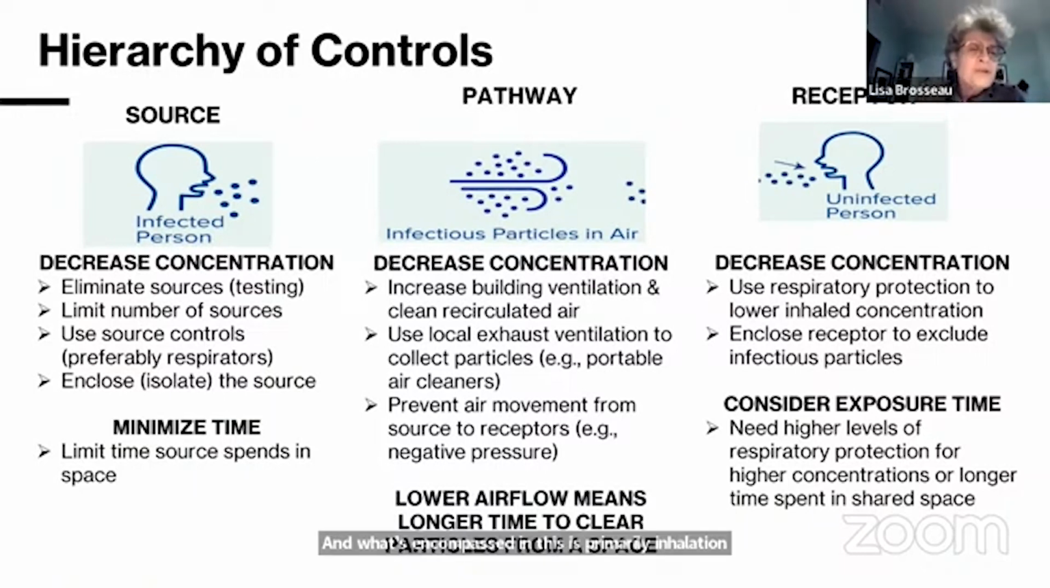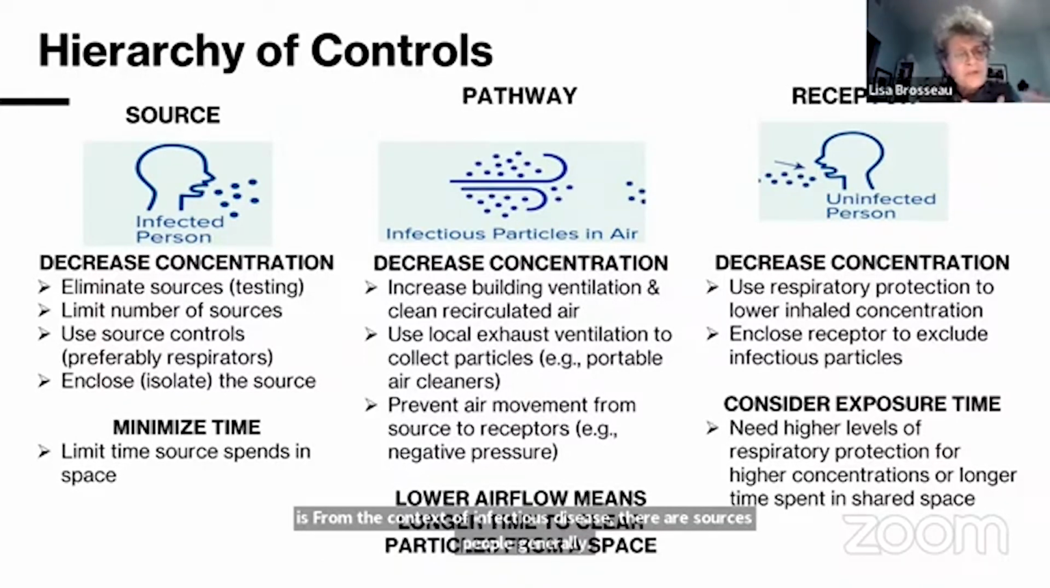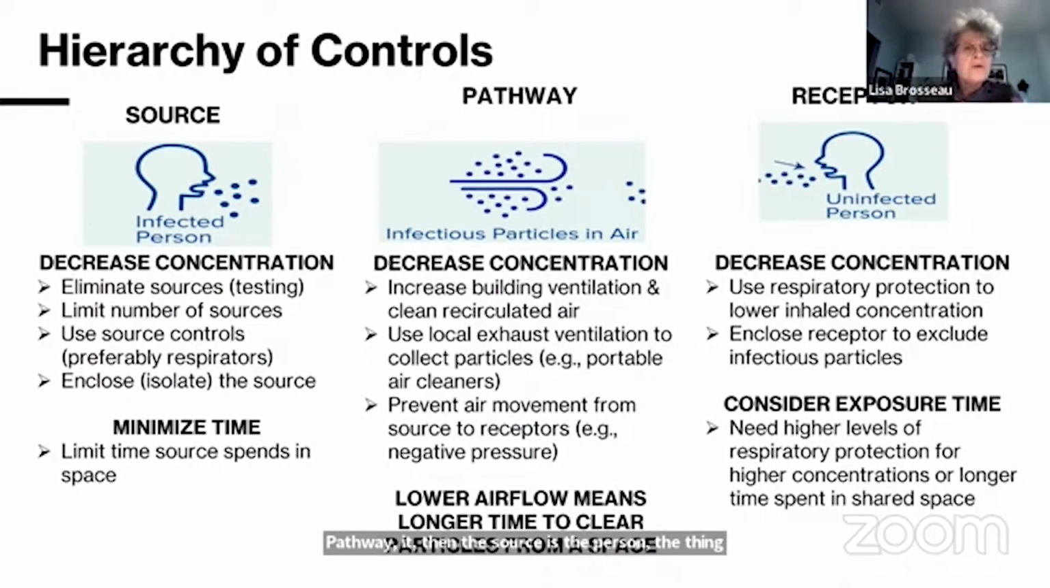As Stefan noted, at least one of us will talk about the hierarchy of controls, and as industrial hygienists, that is one of our focus areas. I've found it useful to talk about the hierarchy in a somewhat different way than it is typically presented, which is from the context of infectious disease: there are sources, people generally, a pathway, and a receptor. The source is the thing that generates the infectious particles. There is a pathway, or a travel route: the particles travel through the air and reach the receptor.